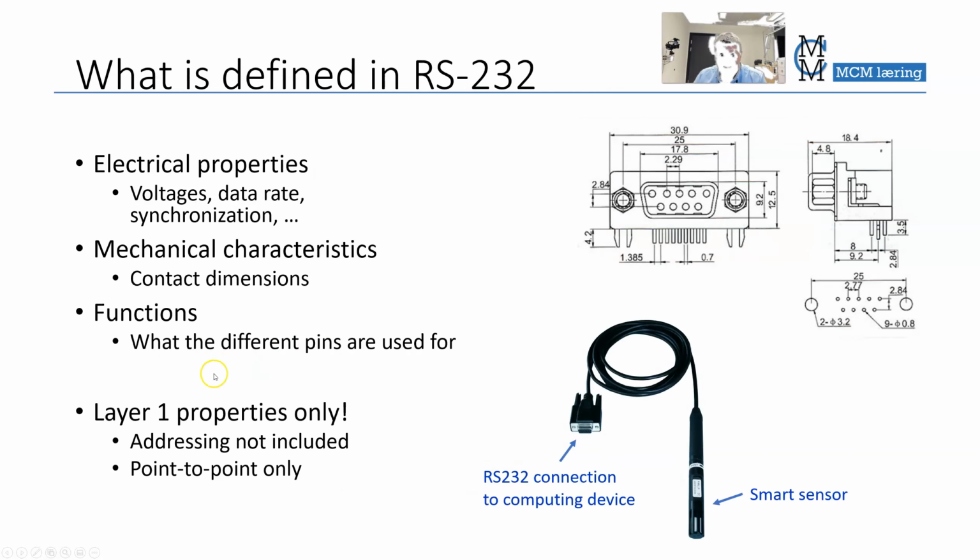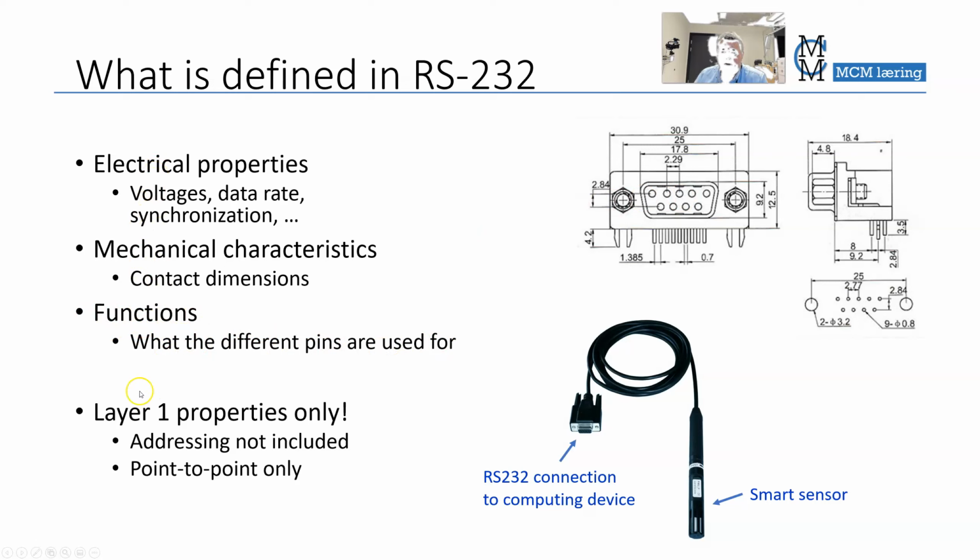And what is defined in the RS232 standard? Electrical properties, voltages, data rates, etc. Mechanical characteristics, that is what you see here in this figure, the dimensions and the pins, how many pins, what the pins are used for, and that's actually functions. So these three are defined.